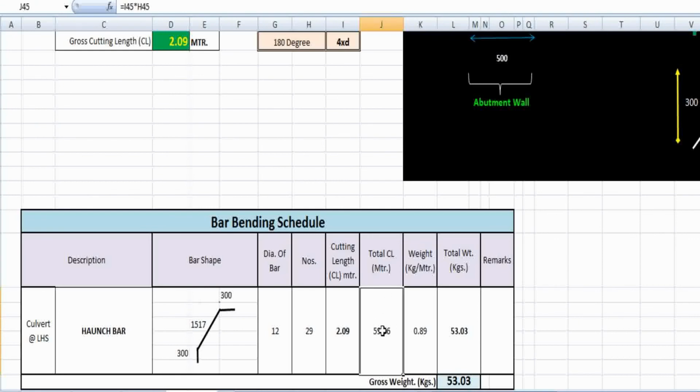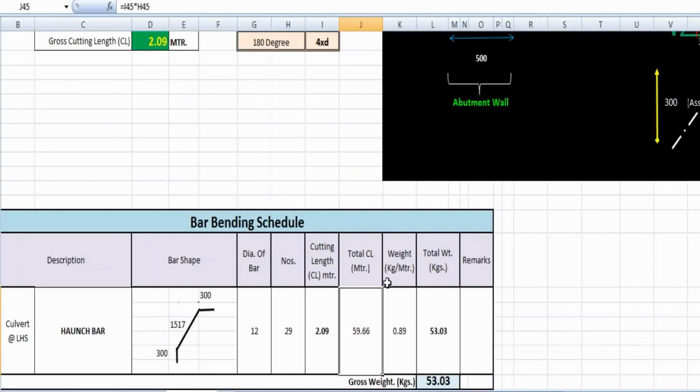So the total cutting length is the product of 2.09 meter multiplied by 29 haunch bars. Okay, so it will give the result of 59.66 meter. Total cutting length equals 59.66 meter of 12 dia bar, and for 12 dia bar the unit weight per meter equals 0.89 kg per meter. It will give the product of 0.89 and 59.66, the total cutting length. It will give the value of 53.03 kgs of steel.